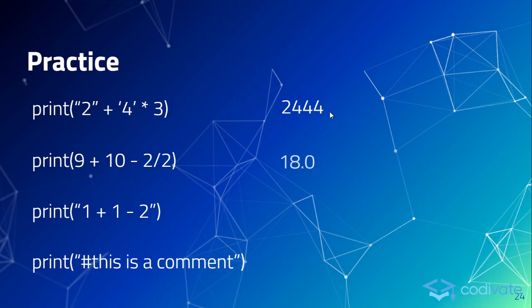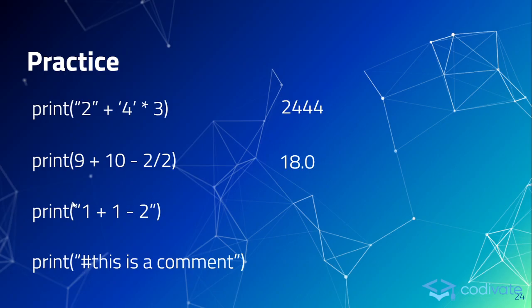Right, the next one is just a mathematical operation. We have to do division first by order of operations. So this gives us 1.0. Then we do 9 plus 10 minus 1.0. So 19 minus 1.0, which is 18.0.